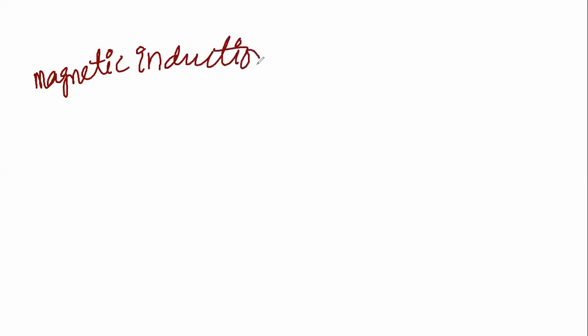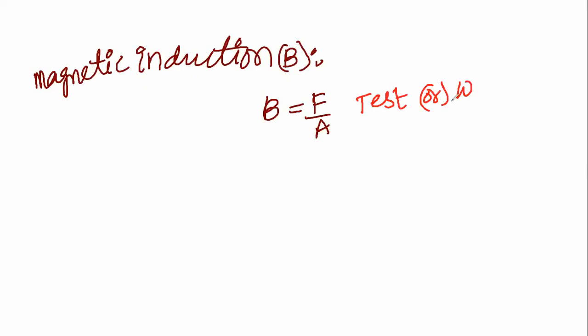We take the magnets like this. Magnetic induction, or magnetic flux density. Force per unit magnetic pole strength is called the magnetic induction. Its unit is Tesla or Weber per meter square.